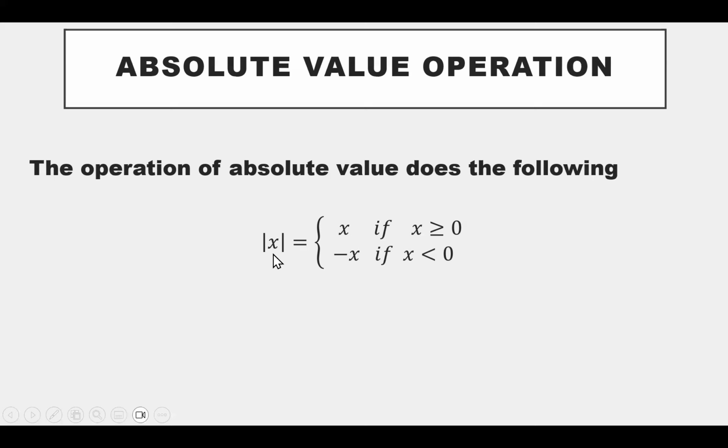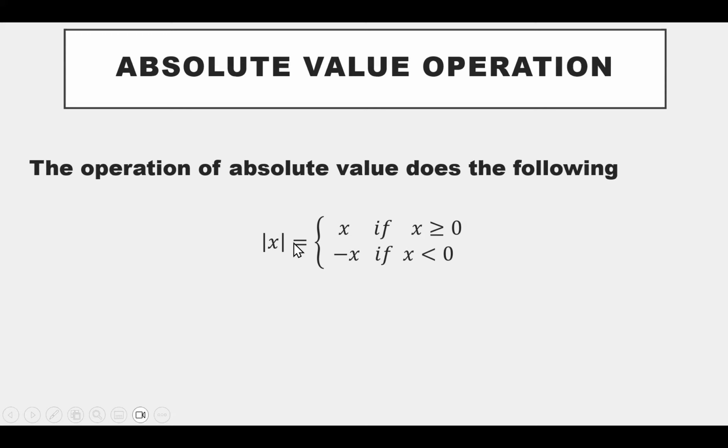So if I plug in a positive 5, I get out a positive 5. If I plugged in a negative 7, I'd get out a positive 7. The opposite of negative 7 would be a positive 7. So depending on what you plug in, you're always going to get a positive.